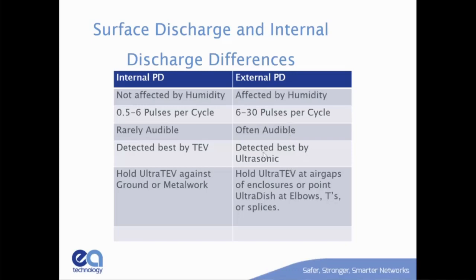Now, we don't know what we're looking for, so we want to do both tests every time. And fortunately, the instrument does both tests, so you can go through and do a complete rack of gear without too much trouble.